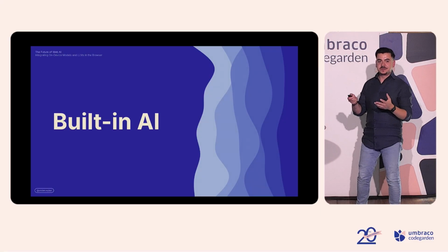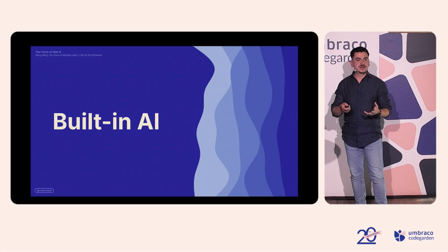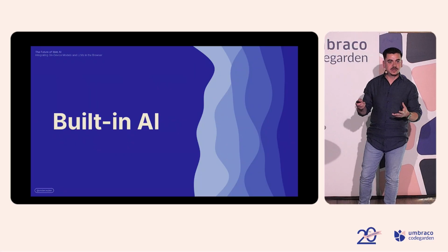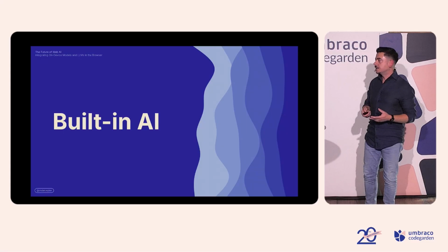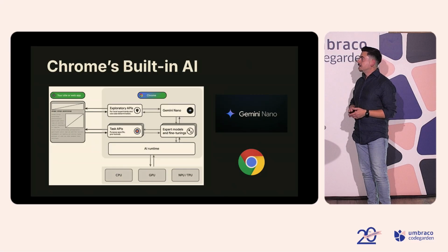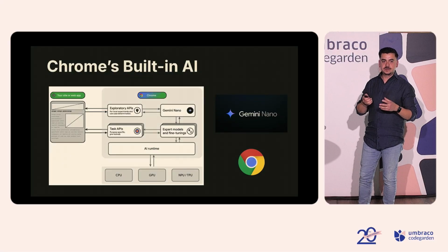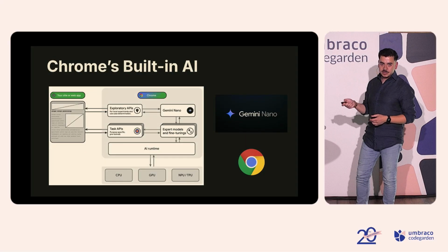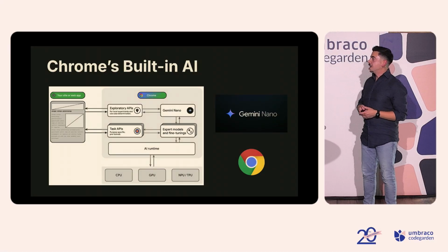There's a reason that the built-in AI initiative was created by Chrome engineers, so that developers are not forced to create these sorts of implementations and let users download the same models again and again. With built-in AI, Chrome actually ships a small model that's quite capable. That's Gemini Nano. It's part of the browser now, and you can use it for AI workflows.